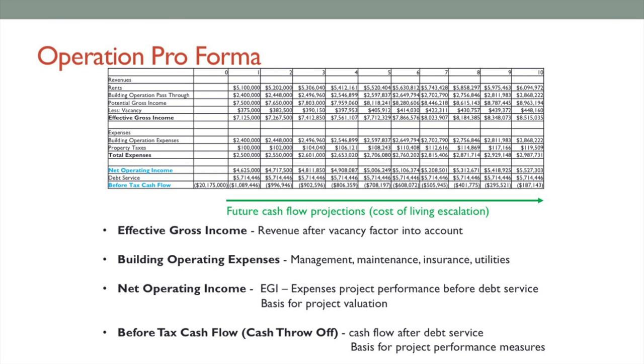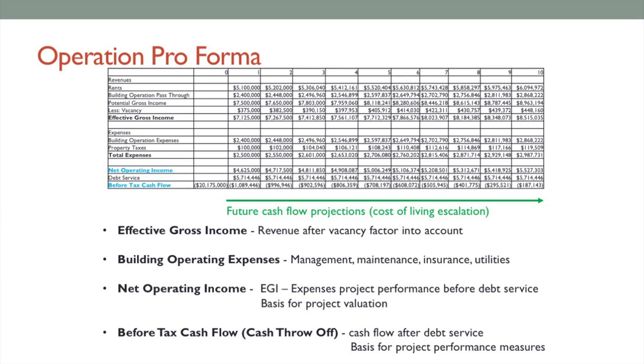So these are some numbers here. This is a projection of the operation of our hypothetical office building. I've extended it out for 10 years, so I'm looking 10 years into the future. And I have my revenues here. As you can see, we're looking into the future, and these numbers escalate because we want to take into account the cost of living or inflation as a factor.